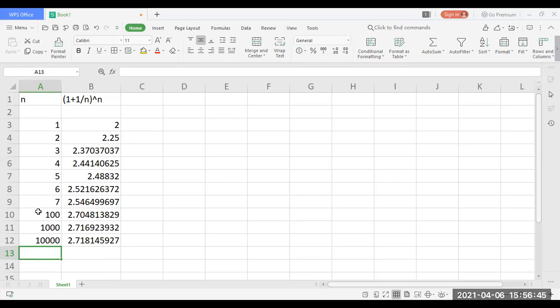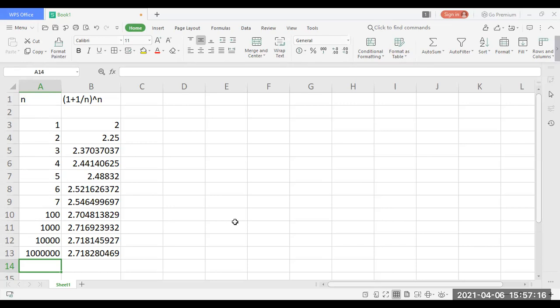Now, you see that from 1 to 2, from 2 to 3, it increased actually quite fast. But when n becomes very, very big, it increases just a very little bit. If I make this instead 1 million, 1 with 6 zeros, it doesn't change that much anymore. You see that?